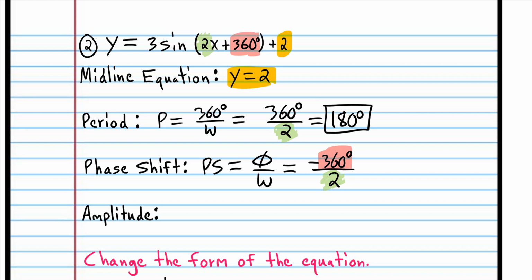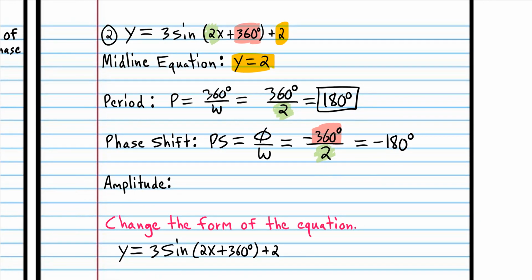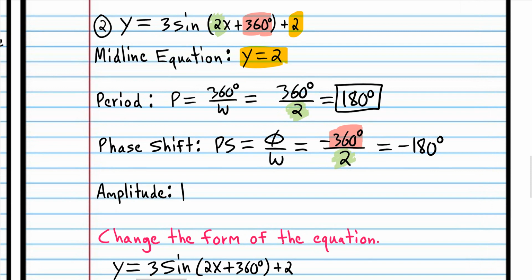But again, if in our general equation we're subtracting phi, then phi has to be negative in order for this to turn to a positive. It's very confusing. So we have negative 180 degrees. That is the phase shift. That means we're going to move to the left 180 degrees. Textbooks will write that in different ways depending on who's writing the textbook.